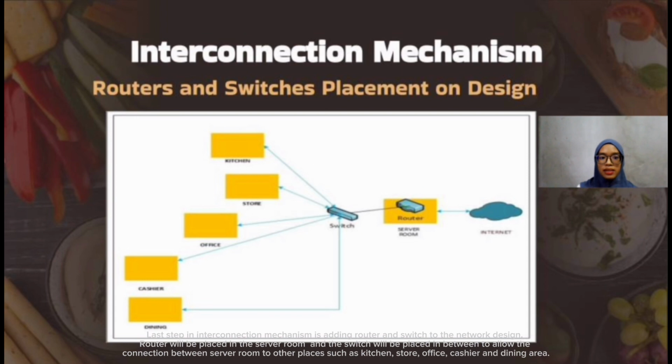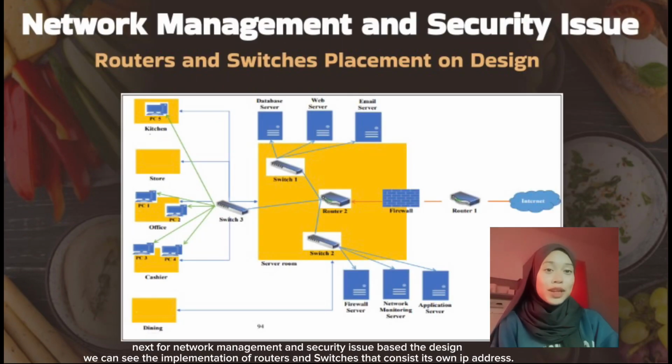The last step in the interconnection mechanism is adding routers and switches to the network design. The router will be placed in the server room and switches will be placed in between to allow connection between the server room and other places such as kitchen, store, office, cashier and dining area. Next, for network management and security issues, based on this design, we can see the implementation of routers and switches that each have their own IP address.